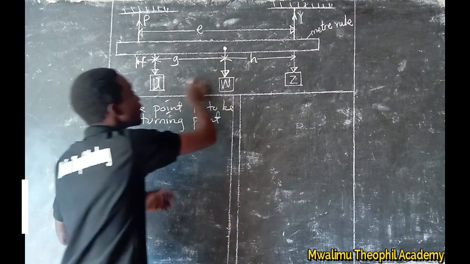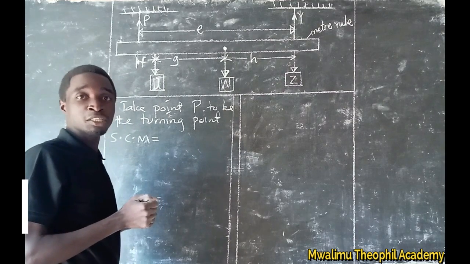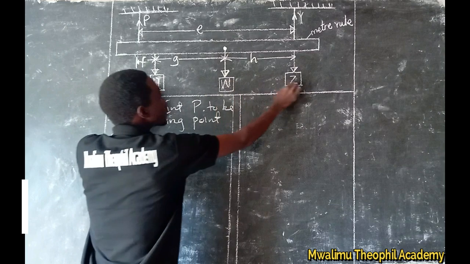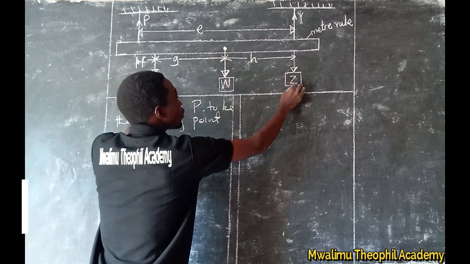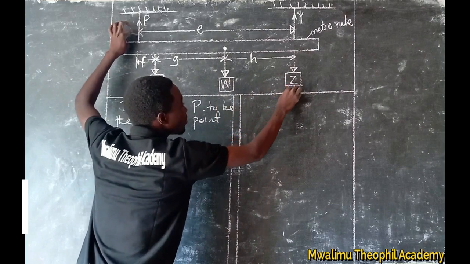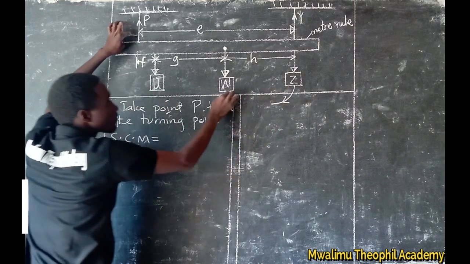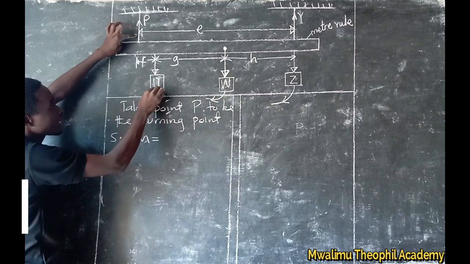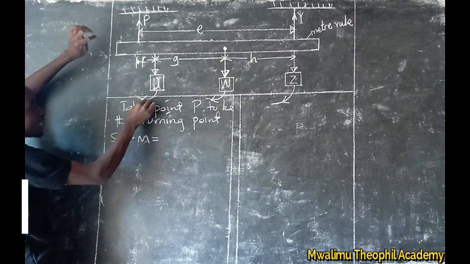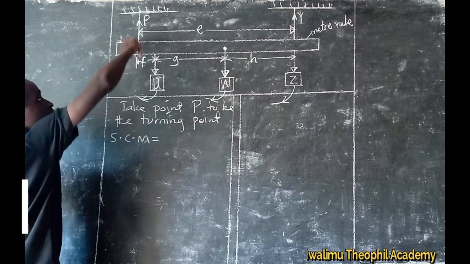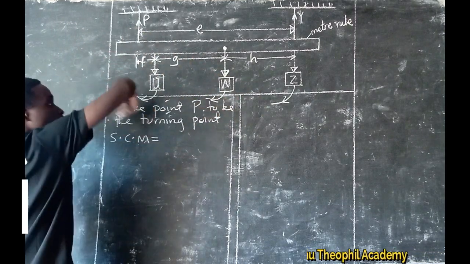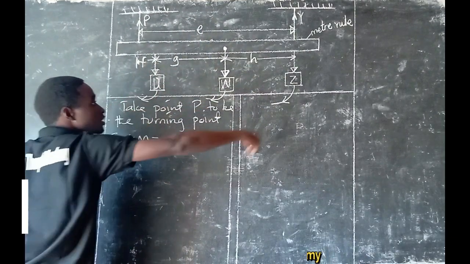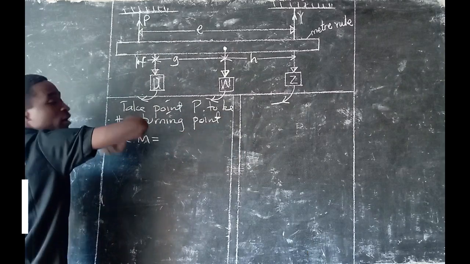So here, all of the downward forces will be moving in clockwise direction. As you see, if you take forces U, W, and Z, and they are moving towards the turning point P, they will be moving this direction, as you see. As they move towards the turning point, they move this way. This is clockwise direction. So these three forces will give us the clockwise moment.